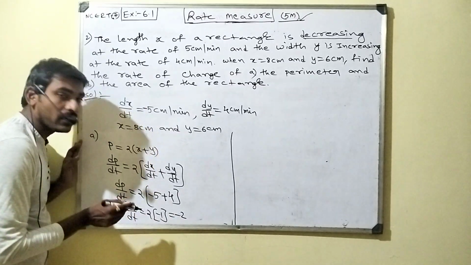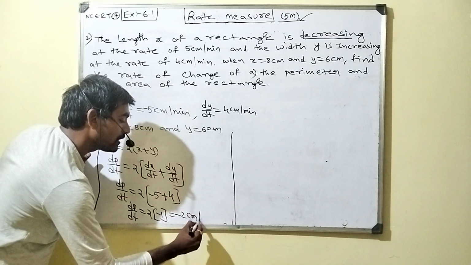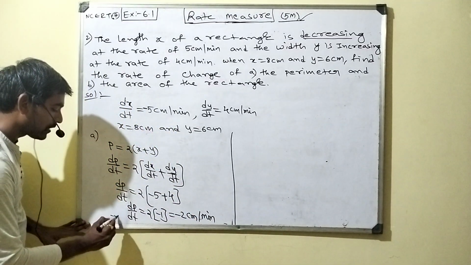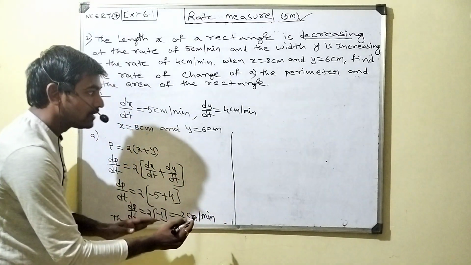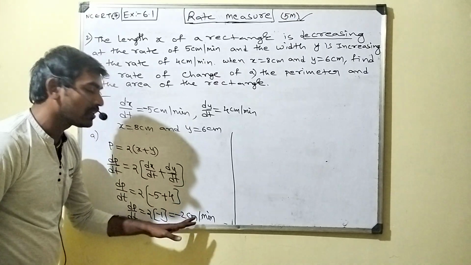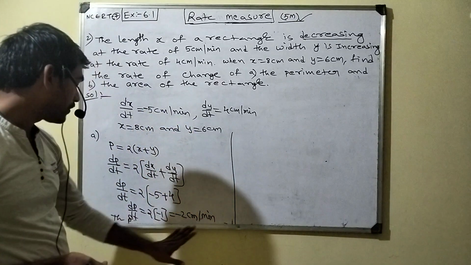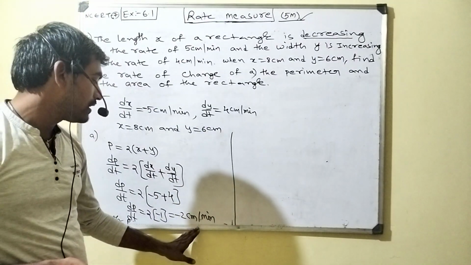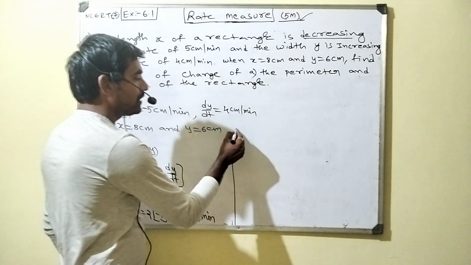2 into minus 1 is minus 2. For perimeter we take normal units only, centimeter per minute. So the final conclusion: the perimeter P is decreasing at the rate of 2 centimeter per minute. The last sentence we can conclude: the perimeter of the rectangle is decreasing at the rate of 2 centimeter per minute. Now the B question.